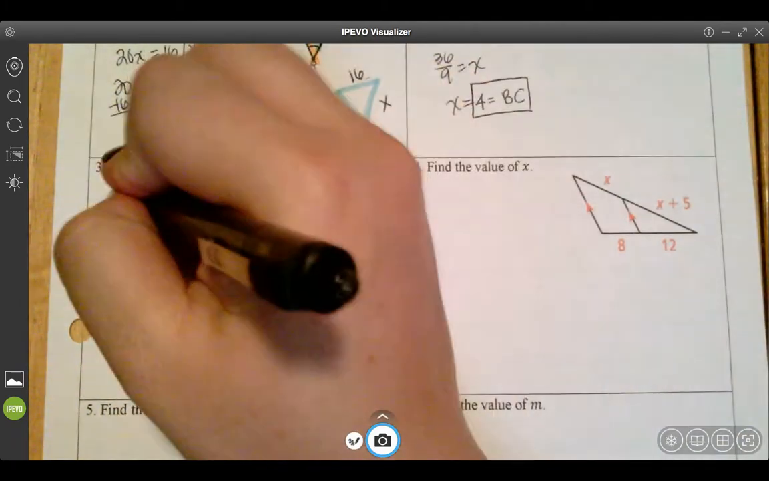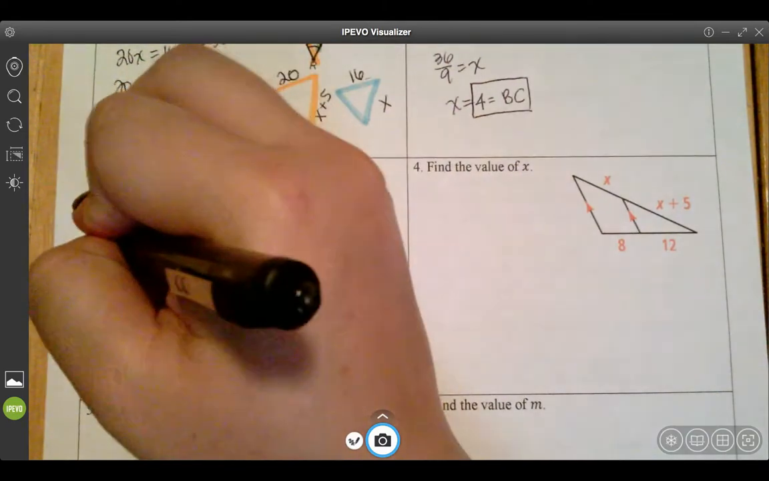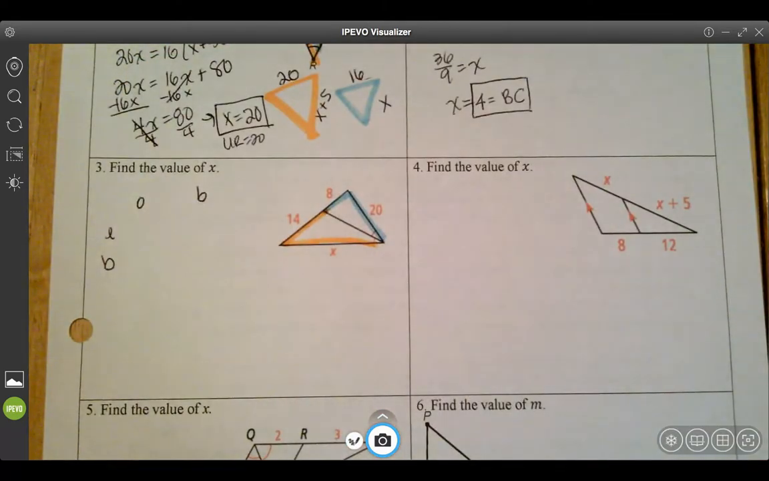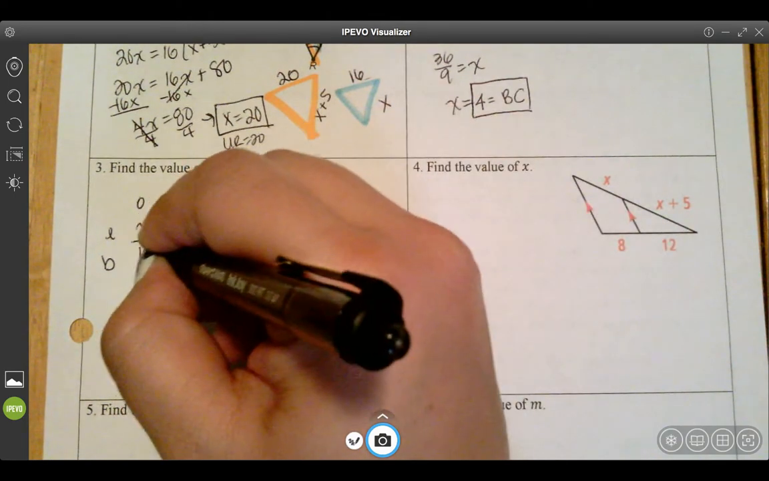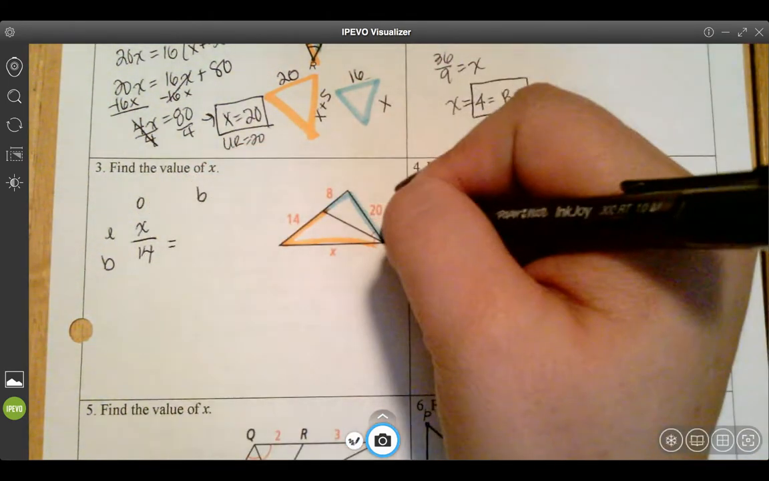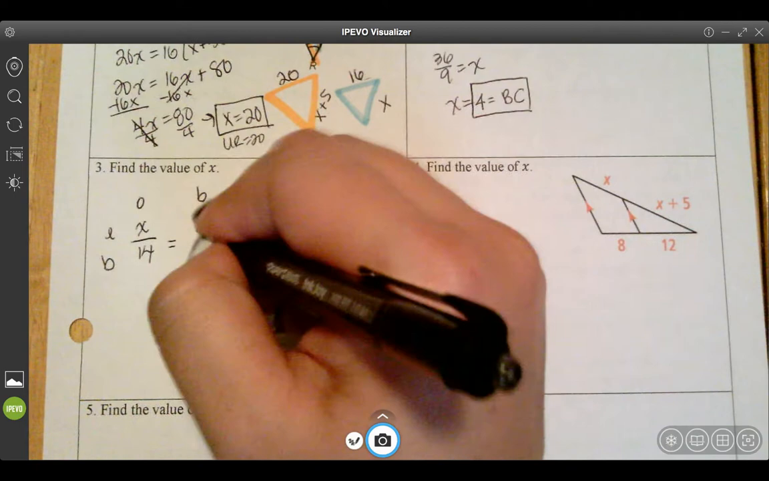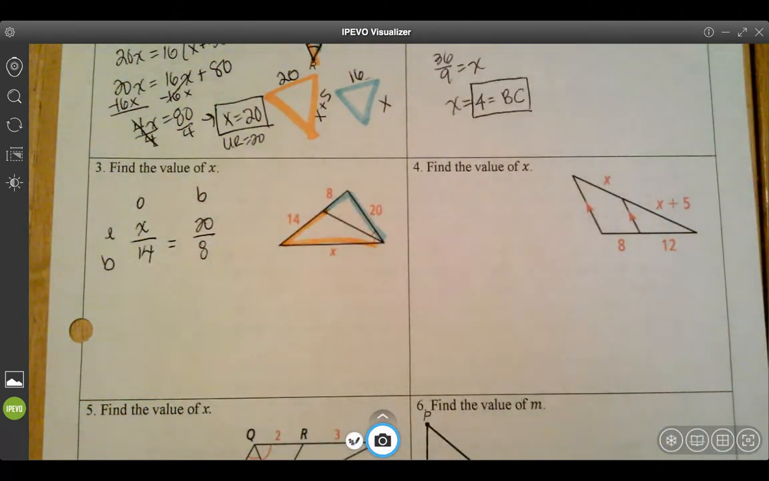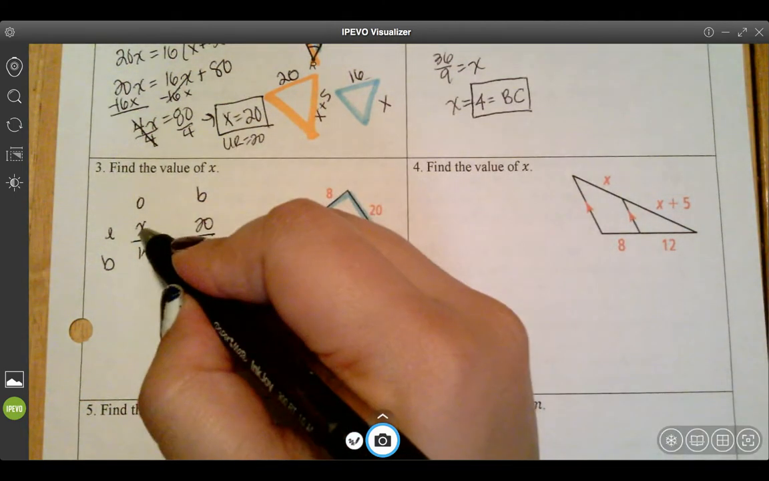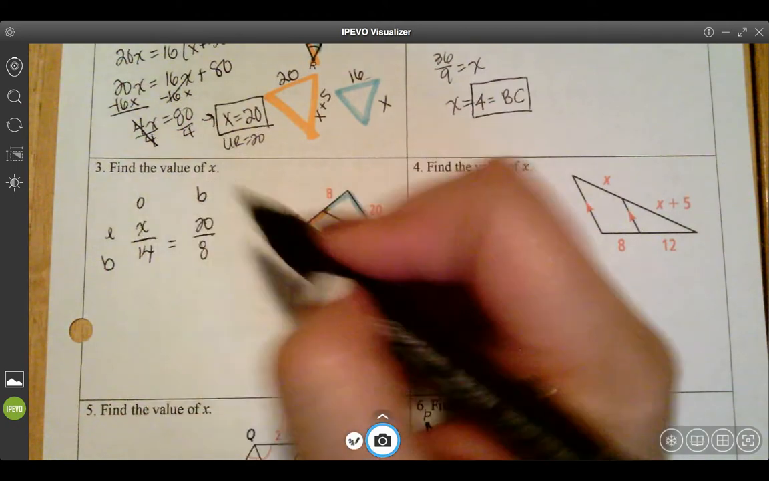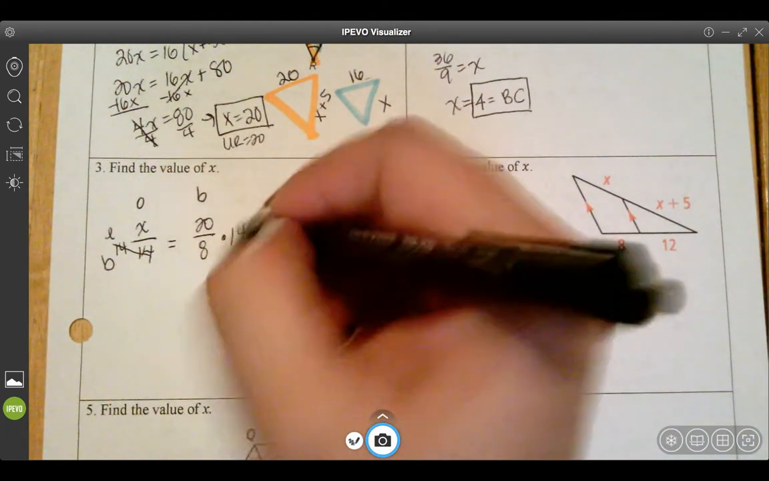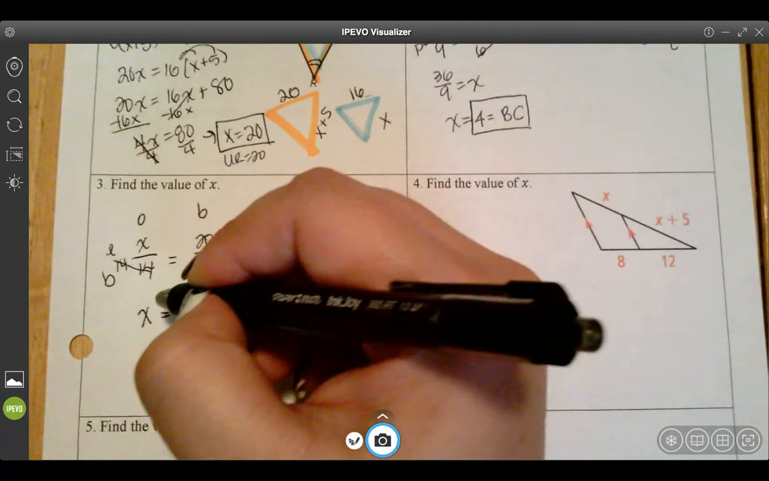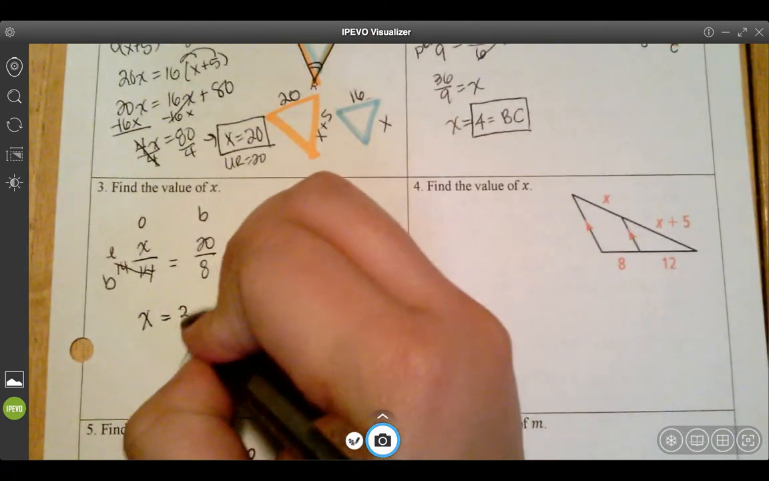So I'll do orange and blue, leg and base. Orange side, leg is x, base is 14. Blue side, the leg is 20, and the base is 8. Again, x is in the numerator, so I don't have to cross multiply. I can just multiply both sides by 14 to get that x equals 35.